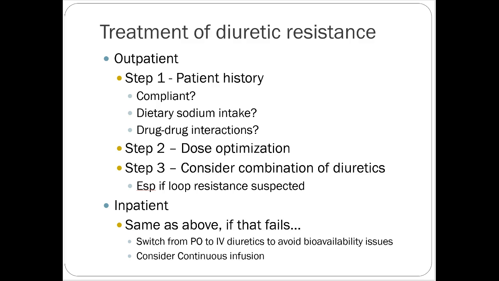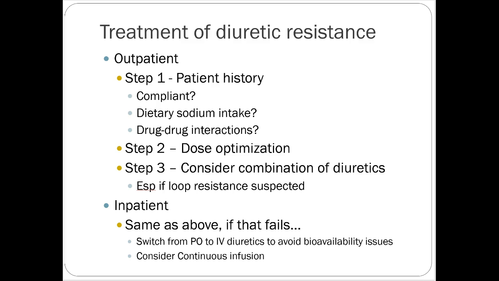So to treat diuretic resistance as an outpatient, you want to look at, is the patient compliant with their diuretics? This would be an example of somebody you're prescribing loop diuretics for, and for some reason they just aren't really working. So is the patient compliant? Do they consume too much salt? Do they maybe need a referral to a dietitian to go over labels and salt intake with them? Are there drug-drug interactions potentially at play? Specifically, NSAID use would be at the top of my list to look at.